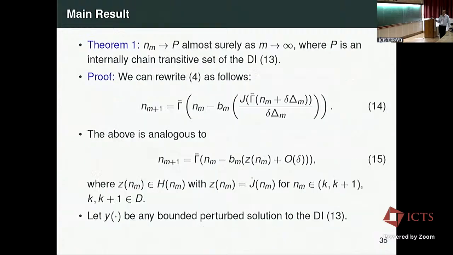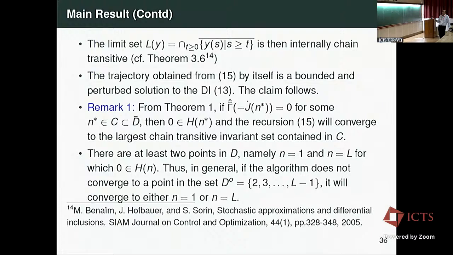So there's this result that I am appealing to from Benaim's paper. What it says is that if y(.) is any bounded perturbed solution to the DI, then the limit set L(y), which is the intersection over all t non-negative of the closure of the set of y(s) such that s is greater than or equal to t, is also internally chain transitive. It turns out that one can argue that the trajectory that we obtain from our stochastic recursion ends up being a bounded perturbed solution to the DI, and therefore the convergence happens.